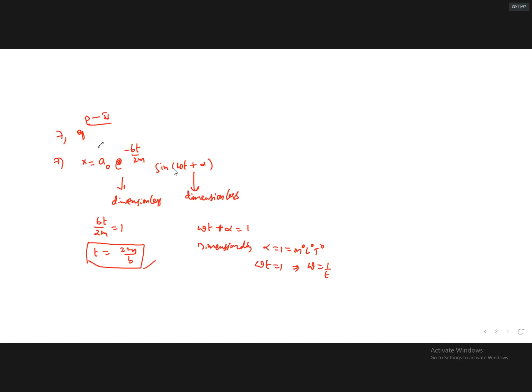Now these two terms: x is equal to a naught dimensionally. Therefore, dimensions of a naught into omega: a naught means L, omega means T inverse. A naught into omega, we get LT power minus 1.